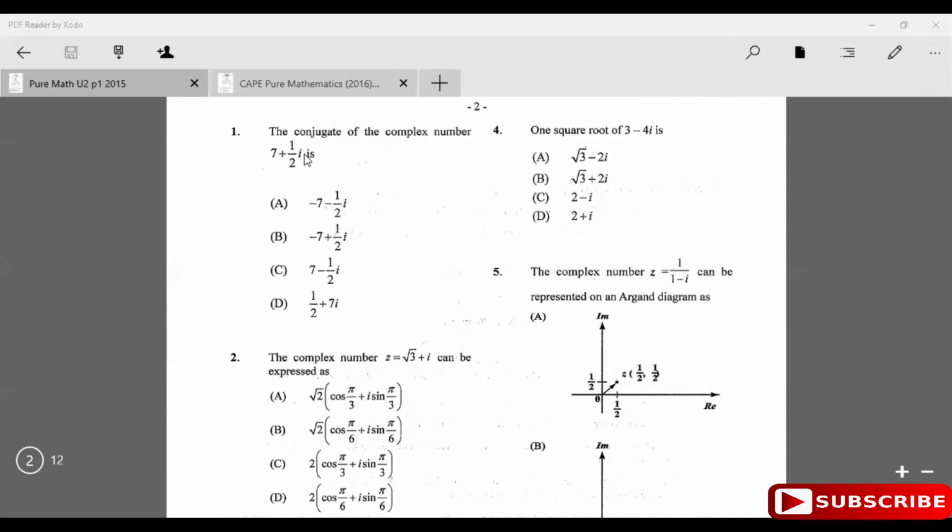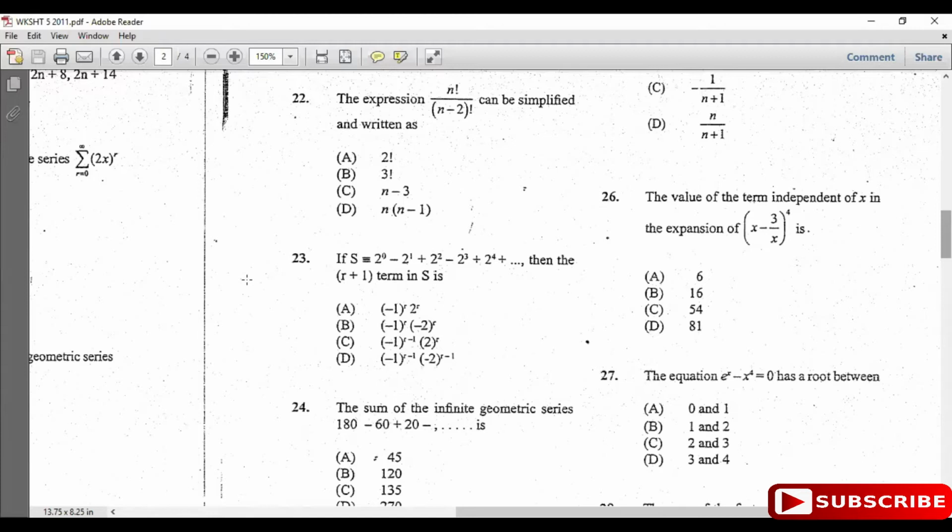This is the question, right? Number 1, the conjugate complex number. All right, so. Sir, I'm not seeing it. We're just looking at question 23. You're not seeing it? No, oh, sir. I'm on. Okay, seeing it now? Yes, sir. All right, so this is question 23.